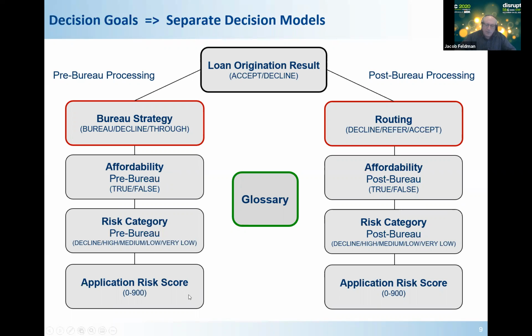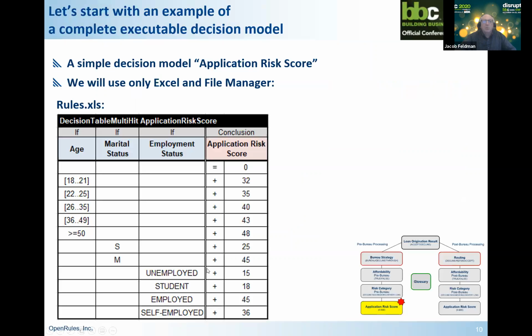And then we can have even a very simple decision model for application risk score, and it's the same for both pre- and post-bureau processing. That's why I want to start with the implementation of a very simple decision model, which we will call application risk score. This is a risk score. If you look at this tree we created here, I select this application risk score, and DMN already gave us all the necessary decision tables.